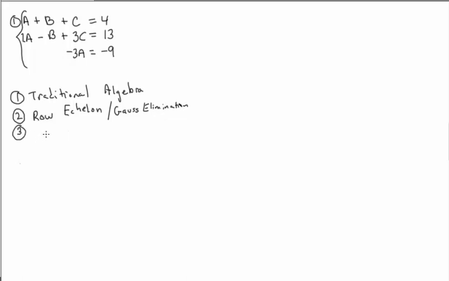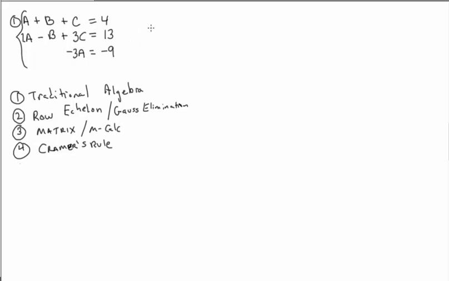Number 3, we're going to look at a matrix. Now there's matrix by hand and then there's matrix by calculator. Finally, number 4, one you should be familiar with is Cramer's rule. Cramer's rule deals with determinants.